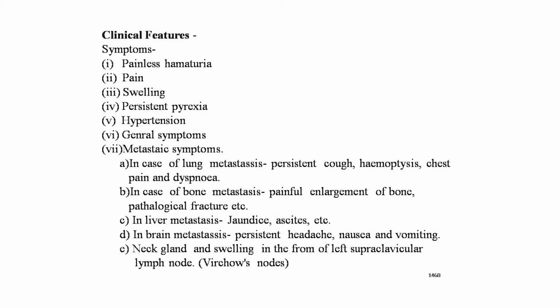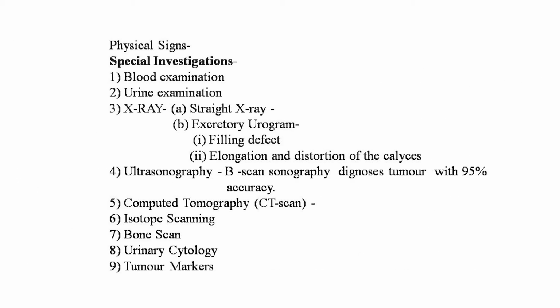that is the Virchow's nodes. Now the physical sign: on local examination, a palpable renal tumor is often a late sign, and by this time the patient nearly always has metastasis elsewhere.